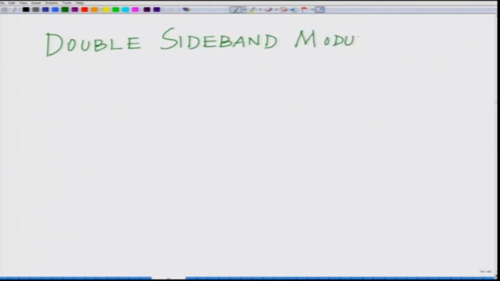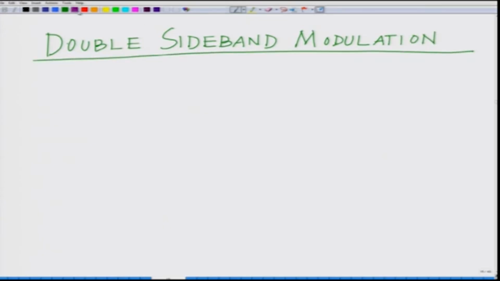So, today let us start looking at double sideband modulation. This is a different modulation scheme. It is a form of amplitude modulation termed double sideband modulation, also denoted by the abbreviation DSB. DSB stands for double sideband.